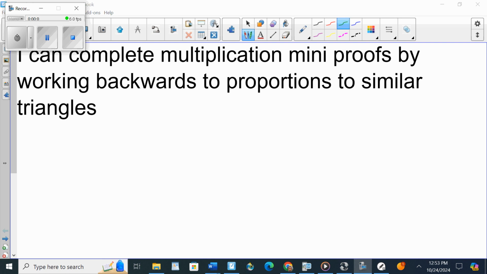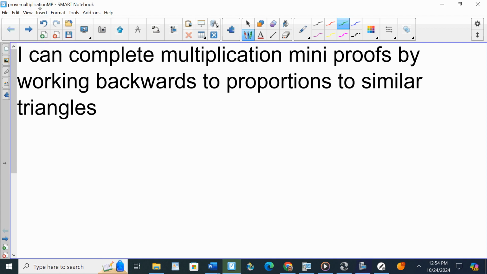Hello everybody, very important lesson today. This is a mini proof lesson, but it's going to be incorporated into bigger proofs. It could be your 6-point Regents question, it could be your 4-point Regents question. It's not really hard if it's practiced.